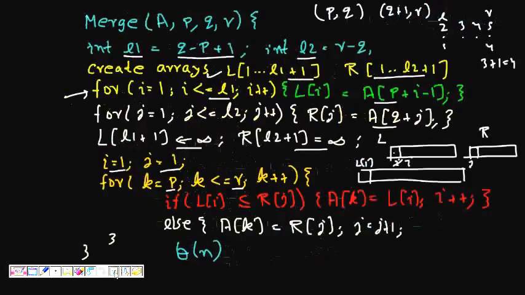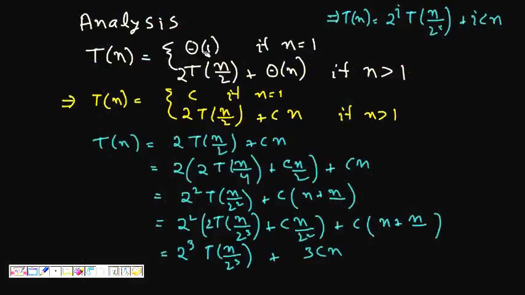Now let's analyze this algorithm. T(n) is 2T(n/2), because we are calling the same merge sort function with half the input size, plus Cn, because merge is a theta(n) running time algorithm. Now if we solve it by the substitution method, T(n) = 2T(n/2) + Cn, then T(n/2) can be written as 2T(n/4) + Cn/2, so it is 2 squared T(n/2 squared) + Cn + Cn, as the 2 and 2 cancel.